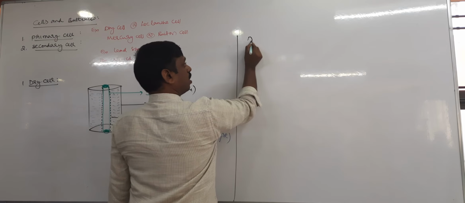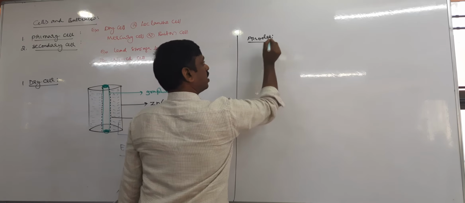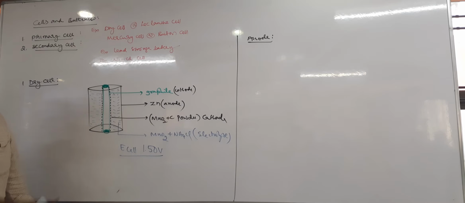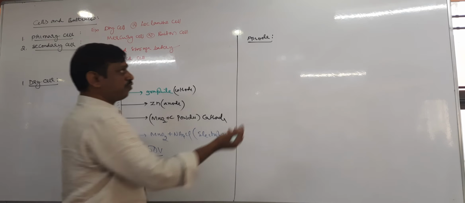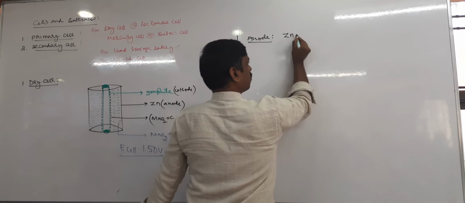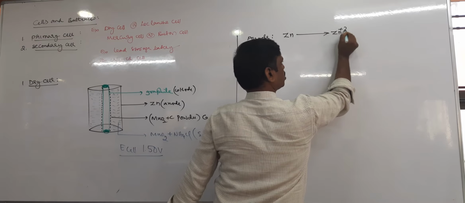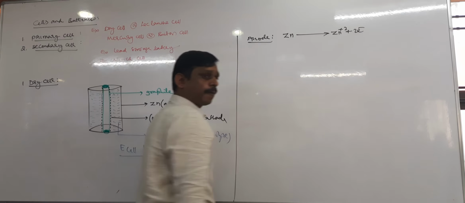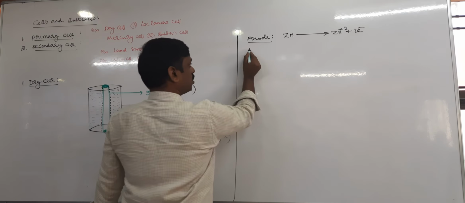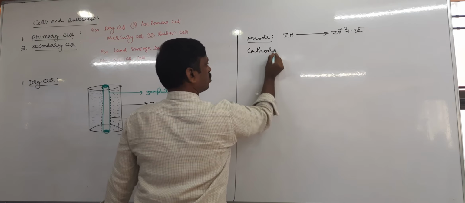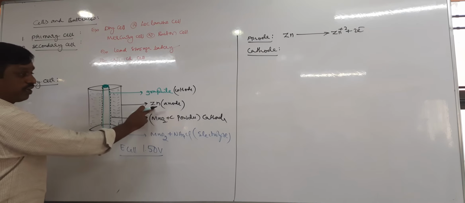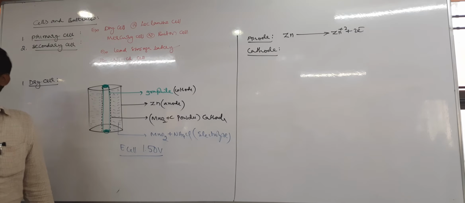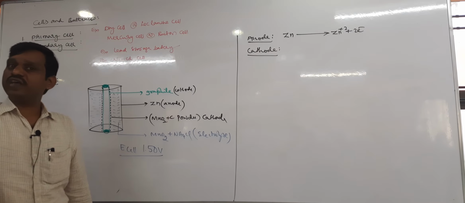Let's see the reaction at anode. Tell me, which is the anode here? Zinc. So at the anode which reaction takes place? Very good. Oxidation. Zinc gives rise to zinc 2 plus and 2 electrons. This is the oxidation only. Next, reaction at cathode. Which is the cathode here? The cathode is a graphite rod, but I told you the graphite rod is an inert electrode. Yes or no? Graphite and platinum are inert electrodes, they do not get involved in the reaction.